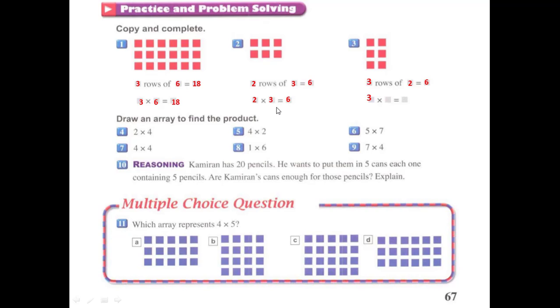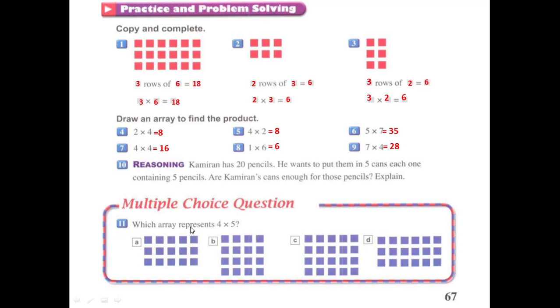Okay? Find the product. 2 times 4, 8. Okay? 4 times 2, 8. 5 times 7, 35. 4 times 4, 16. 1 times 6, 6. 1 times every number is equal to the original number. Okay, guys? Be careful. The important point: 0 times any number is equal to 0. 7 times 4 is equal to 28.